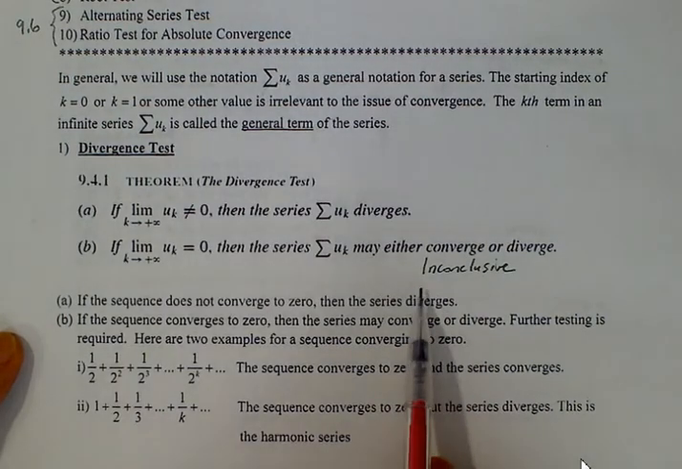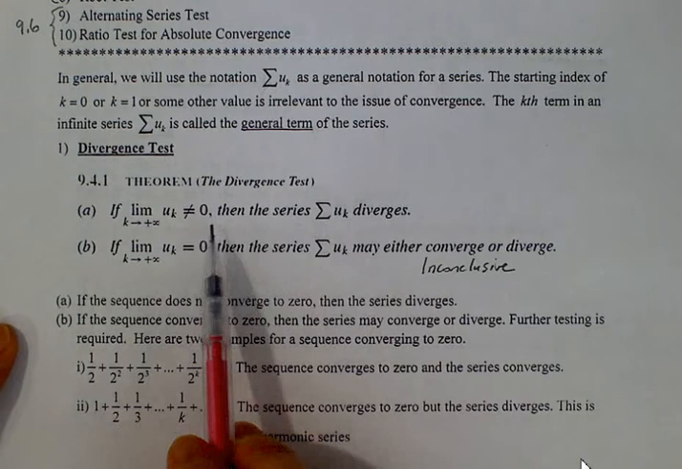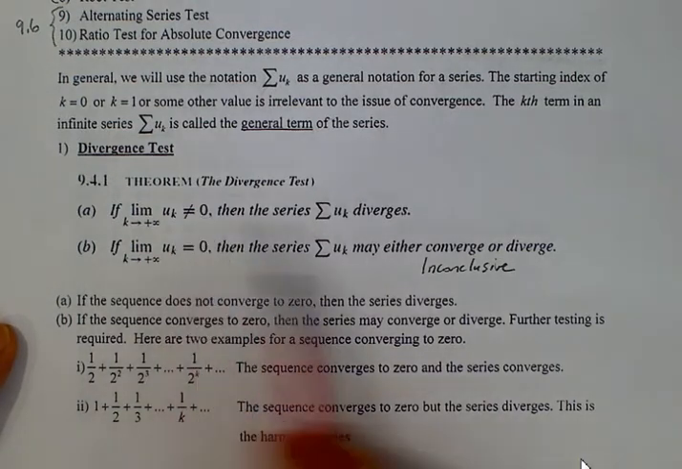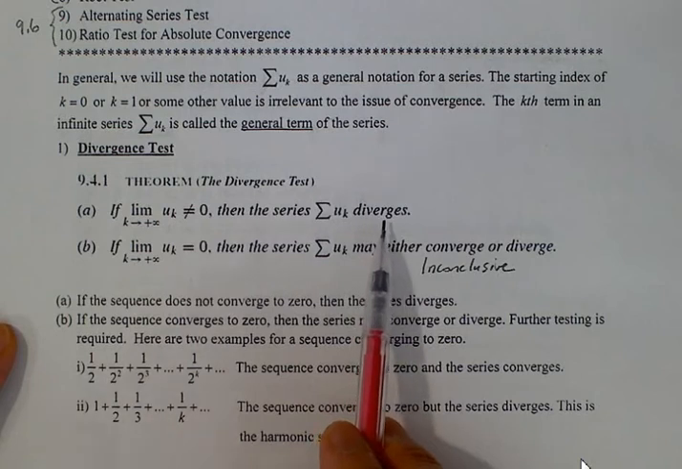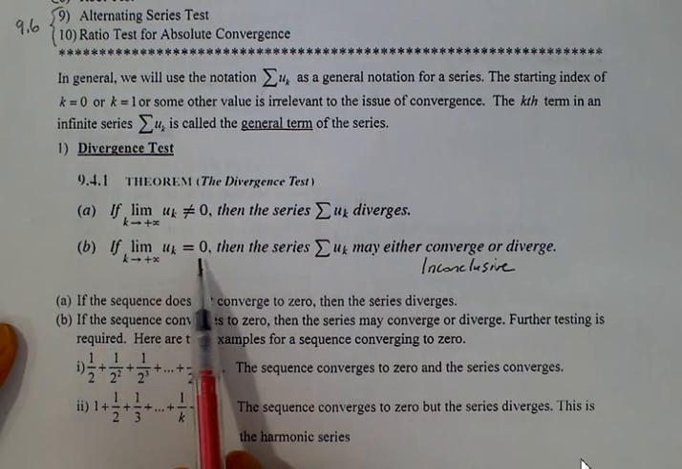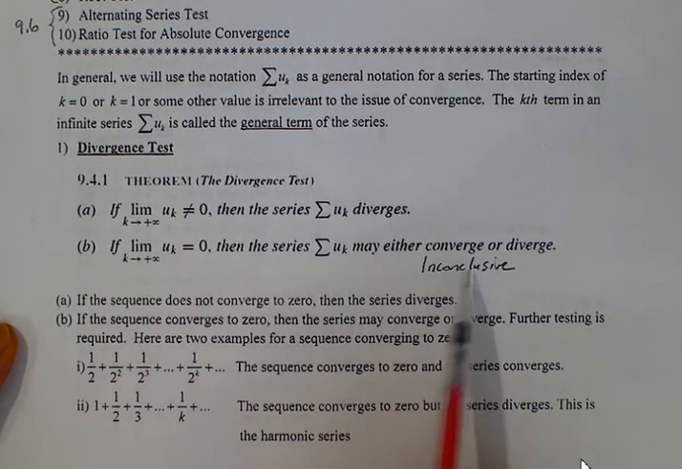A good example of this is when you apply to colleges. If you do not apply to a college, there's no way that you're going to get into that college. However, if you apply, it doesn't mean that you get in. So if you do not apply, which means that u of k does not equal 0, then you don't get in, which means that it diverges. But if you do apply, which is u of k equaling 0, then you may or may not get in. So maybe you could use the college admissions example as a reference.